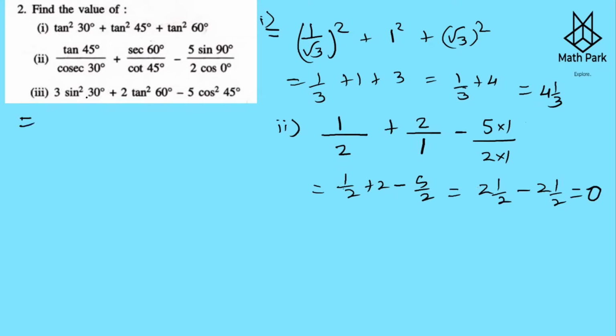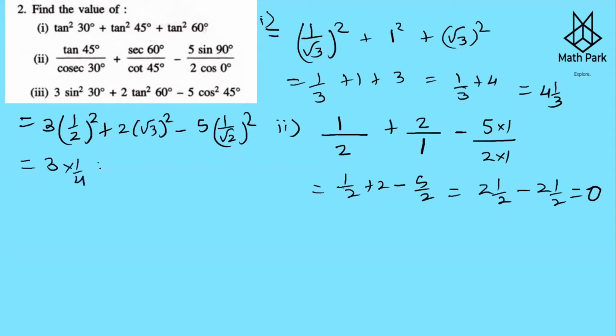So 3 sine square 30. Sine 30 is half, so the square of this. Plus 2 tan square 60. Tan 60 is root 3, so 2 and root 3 square, minus 5 cos square 45. Cos 45 is 1 upon root 2, so the square of this. So 3 and 1 by 2 square is 1 upon 4.